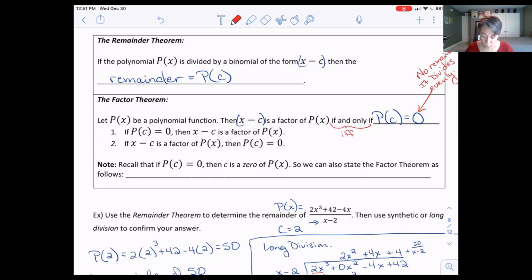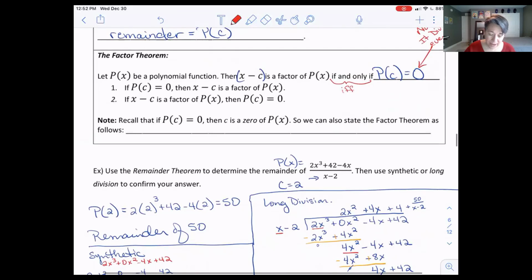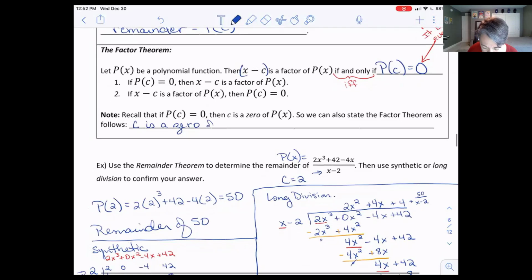It goes both ways. We just want to kind of recap here that if p of c equals 0, then c is a 0 of p of x. So we can also state the factor theorem as follows. C is a 0, which again is a root. We can think of it as an x-intercept, 0, root of the polynomial p of x, if and only if x minus c is a factor of p of x.